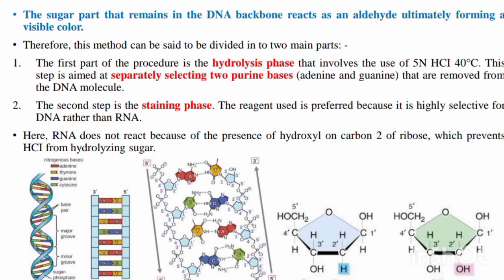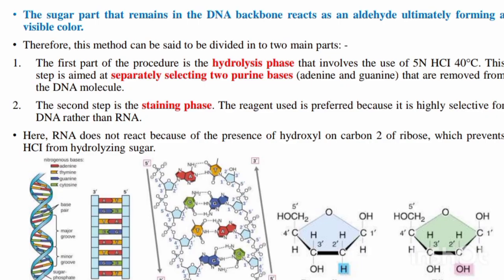In the first step, the hydrolysis phase, we use 5N HCl at 40 degrees Celsius. This step is aimed at selectively removing the two purine bases, that is adenine and guanine, from the DNA molecule. We have the second step, the staining phase. The reagent used is preferred because it is highly selective for DNA rather than RNA.